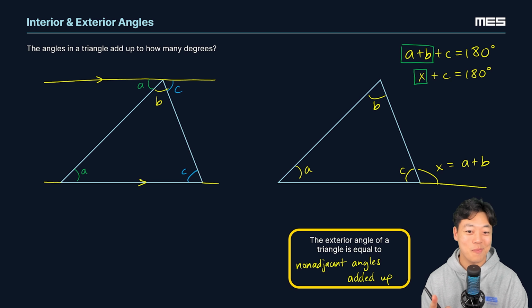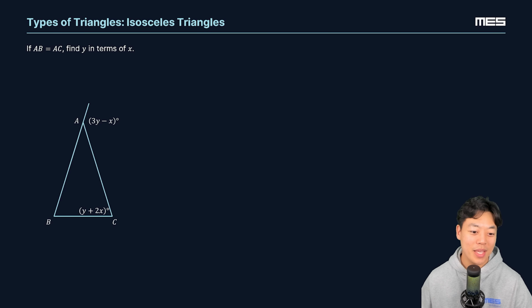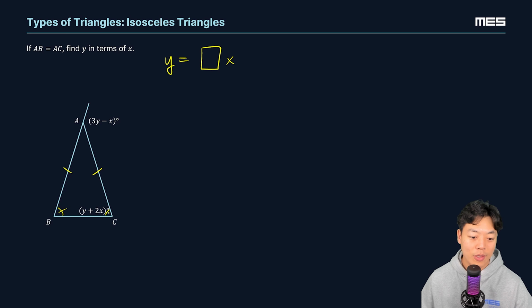Now let's use this on some practice problems. If AB is equal to AC, so if these two sides are equivalent, meaning this is an isosceles triangle, find y in terms of x. So y in terms of x means isolate the y, there will be something in front of that x right there. Okay, well, in an isosceles triangle, the base angles will be equivalent. So this angle will be equivalent to this angle right here. So we know that 3y minus x is our exterior angle, so it will be equivalent to the non-adjacent angles added up. And my non-adjacent angles are y plus 2x. The other one is also y plus 2x.